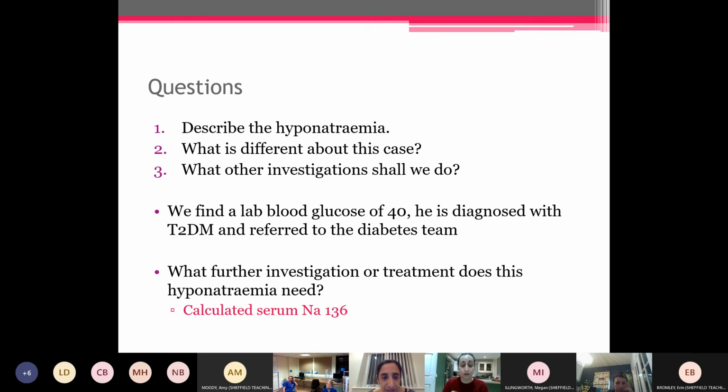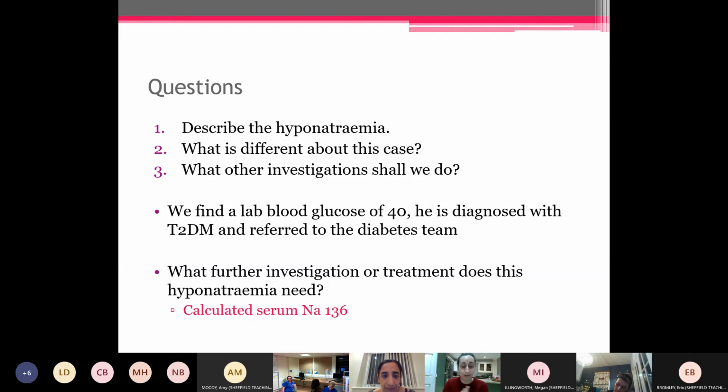And does the hyponatremia, not the diabetes, that will be looked into, but does the low sodium need any other specific investigation or treatment at this point? I would say no. And that is exactly correct. So we can be very reassured that the sodium isn't actually low. It's just because of the way that the high glucose messes with the results.